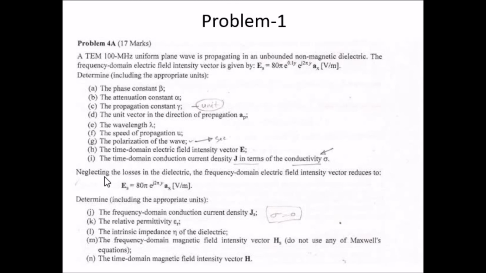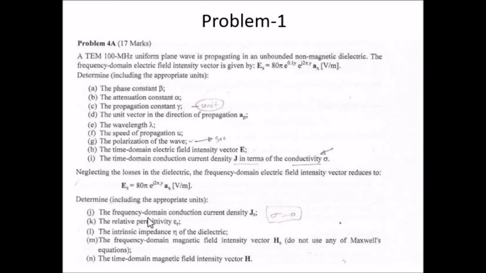Now, the second part of this question says neglect the losses in the dielectric medium. If you neglect the losses, then the medium will be lossless, or a perfect dielectric, and the expression is reduced to this. The e to the power of -0.1y term is 0 because there is no loss, so it becomes only the propagating wave.